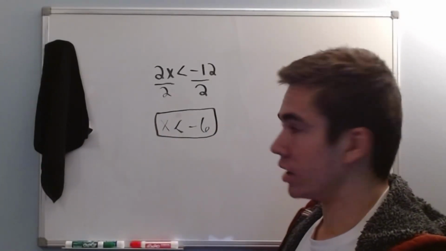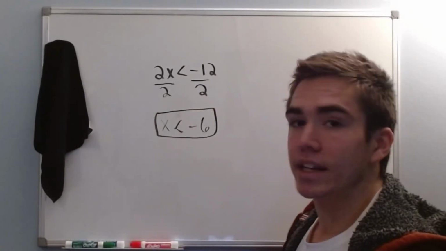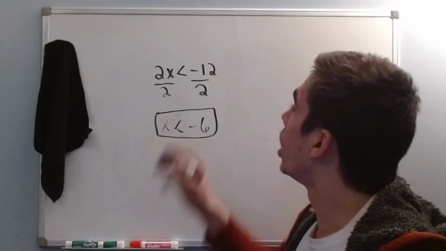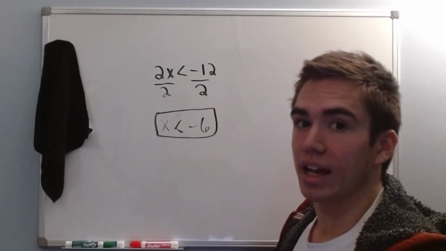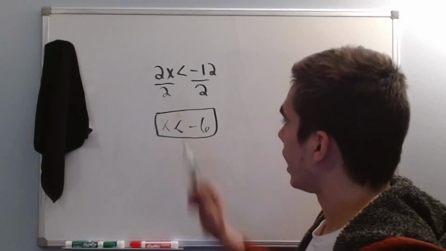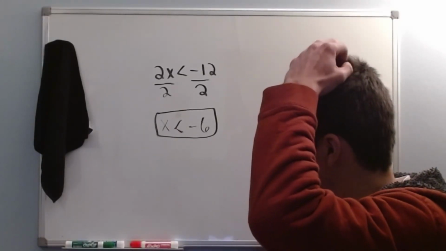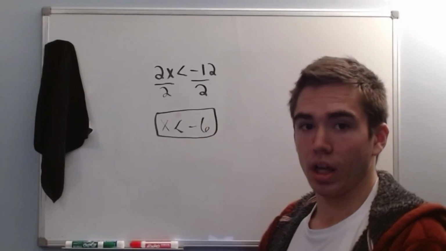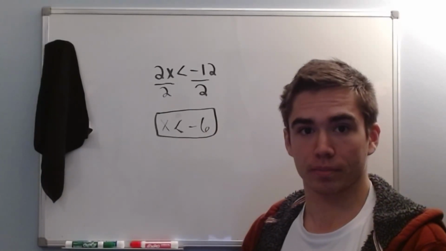And this is because we're not dividing by a negative. If we were dividing by a negative, we would flip the inequality sign and end up changing our answer. However, we didn't. So x is less than -6 is your answer for this problem.